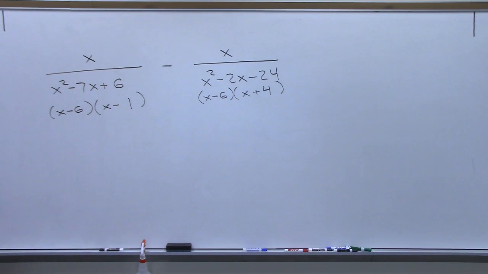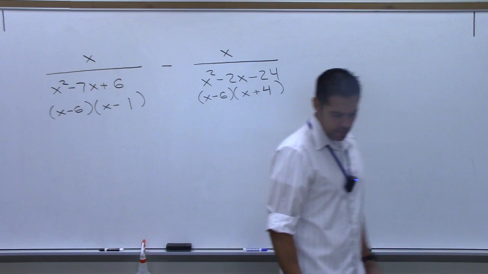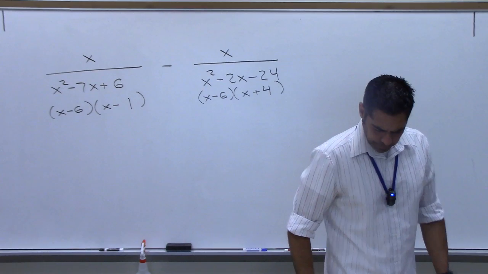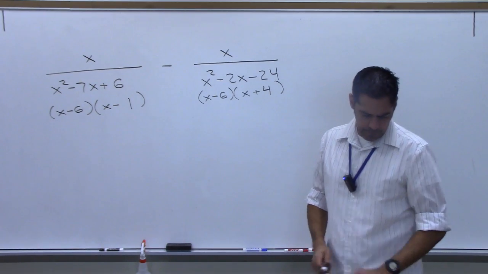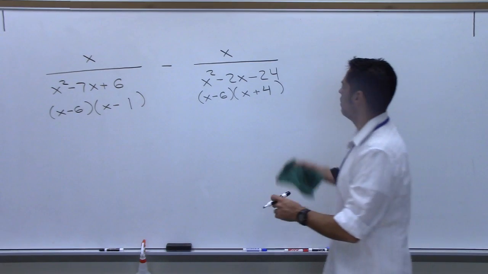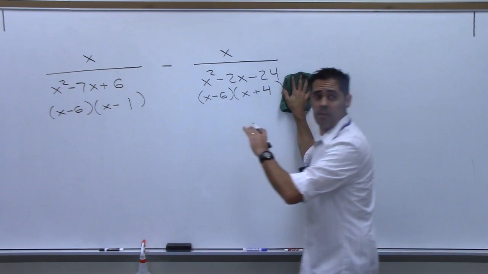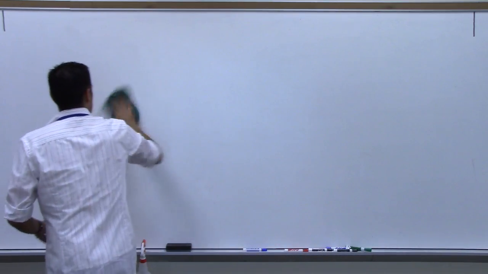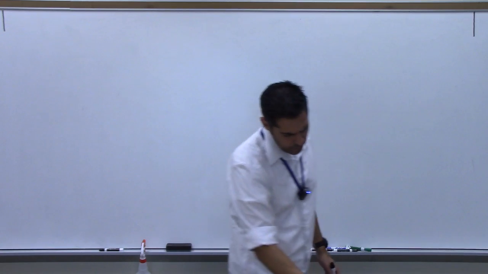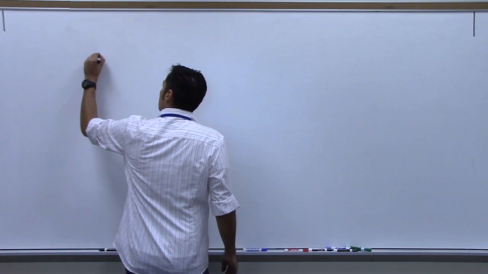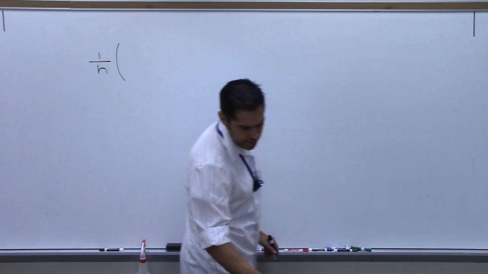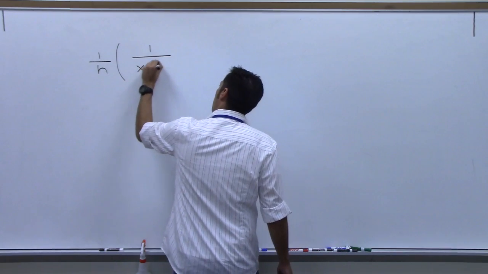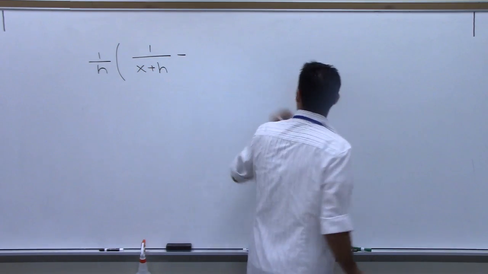Number 73, I got stuck. Same page, right? Yes, sir. It's 1 over... Okay, let's look at that one. Is it all right, Stephen, if I leave this alone? Okay. Yeah, 1 over h, and then in parentheses, 1 over x plus h minus 1 over x.